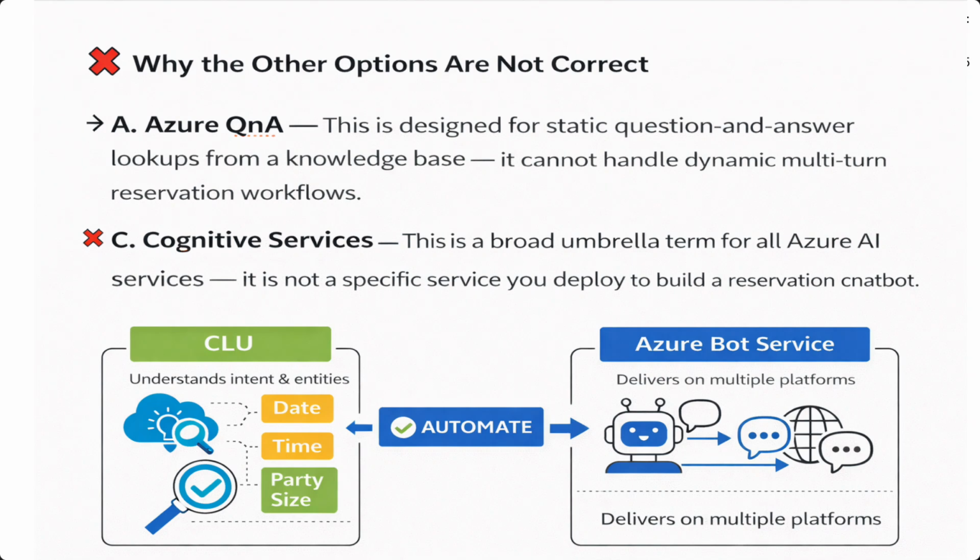Why the other options are not correct. A, Azure Q&A. This is designed for static question and answer lookups from a knowledge base. It cannot handle dynamic multi-turn reservation workflows. C, Cognitive Services. This is a broad umbrella term for all Azure AI services. It is not a specific service you deploy to build a reservation chatbot.